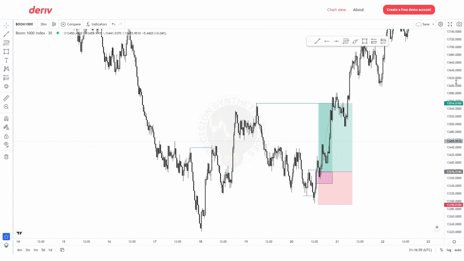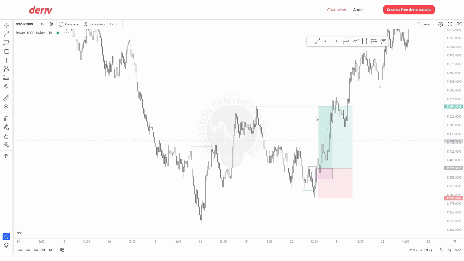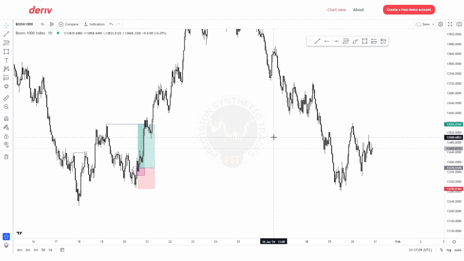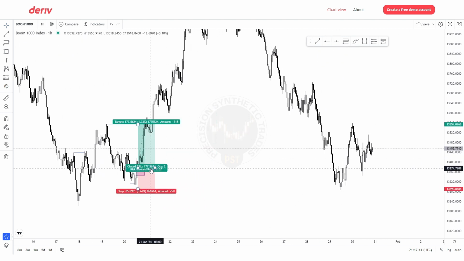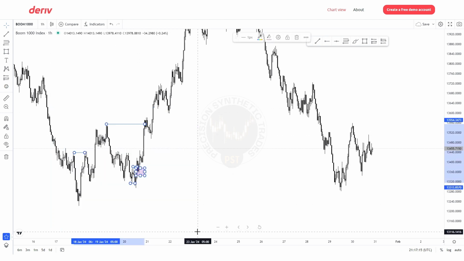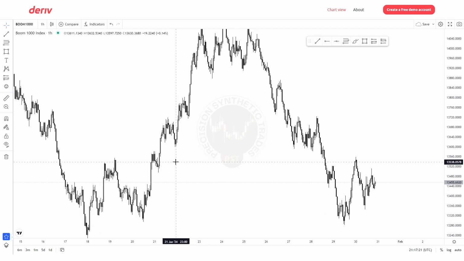Alright, let's see what's happening. Let's go back to the 1 hour. So this is how I backtest, and this is how I make notes, because your eyes are going to get used to seeing this type of pattern in the real market. Let's quickly delete everything. Okay, so we entered here, we took our profit there. Let's see what's happening.